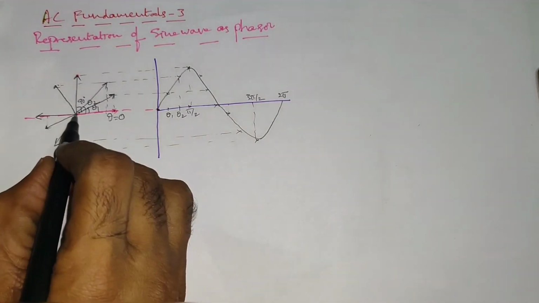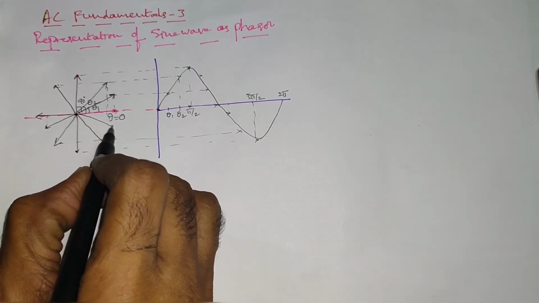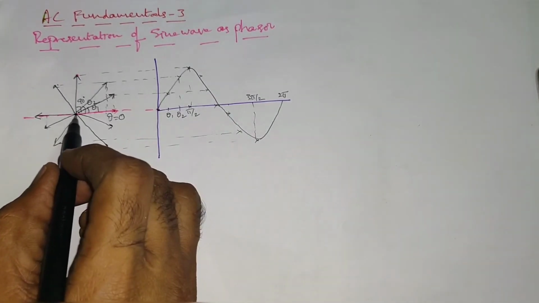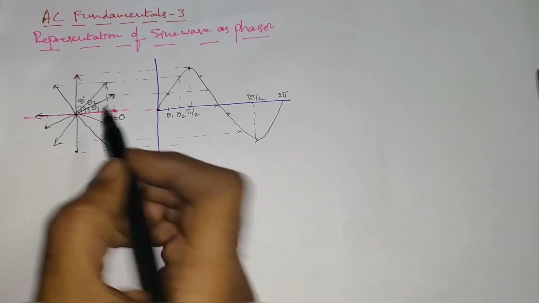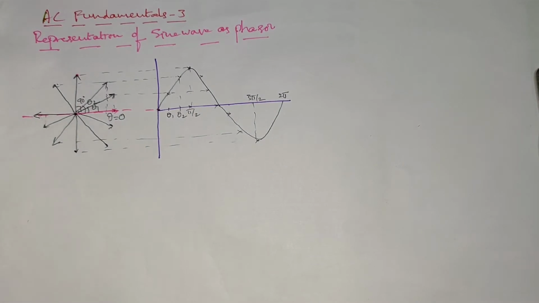So that is how we can represent a sine waveform with a rotating vector at different angular intervals, that is, from theta equal to 0 through some other angles.